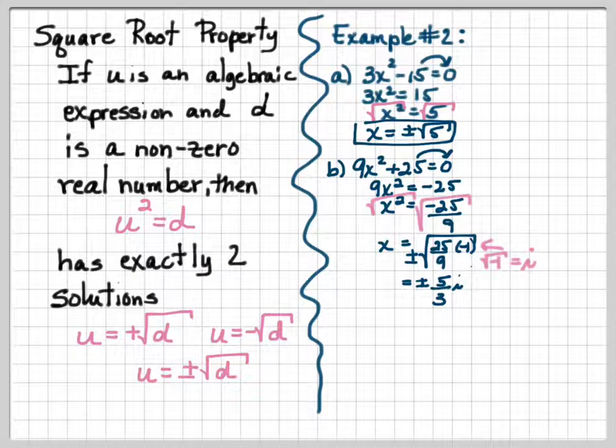So this is going to be plus or minus. The square root of 25 is 5. The square root of 9 is 3. So plus or minus 5/3 i.